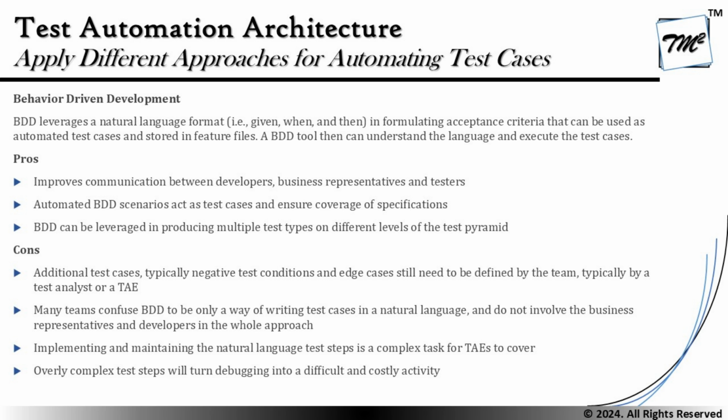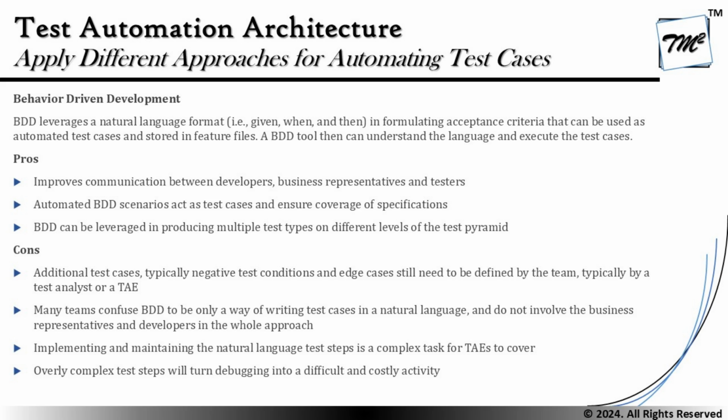The pros here include improved communication between developer, business representative, and testers. This simply means that it requires collaboration from all three, and as they collaborate, it helps improve communication among them. Point number two, automated BDD scenarios act as test cases and ensure coverage of the specification. BDD can be leveraged in producing multiple test types on different test levels. That means, unlike TDD, which is limited to component testing, a BDD framework can help us deal with further levels as well, like integration, system, and acceptance.